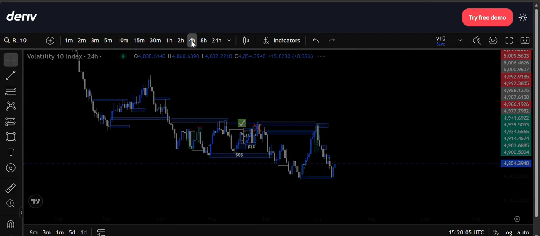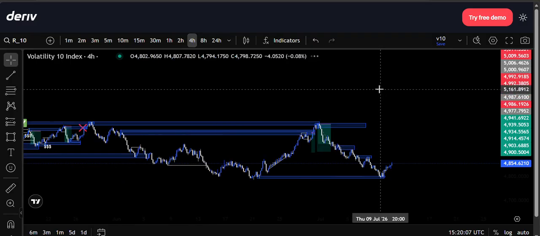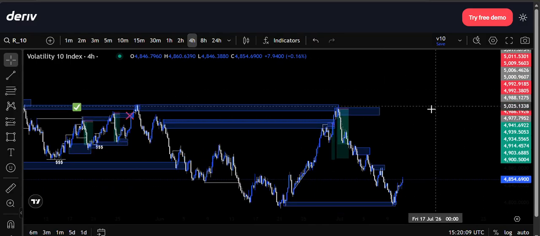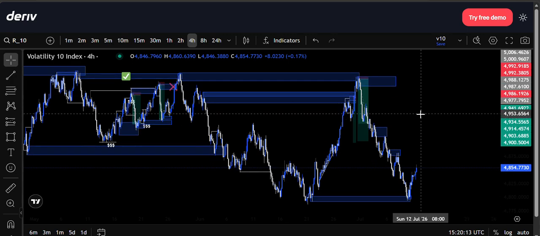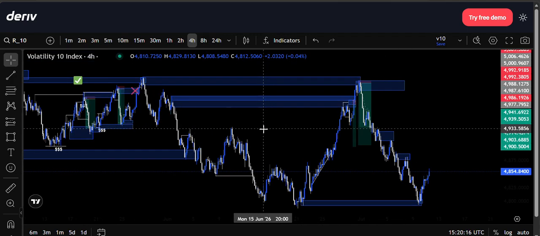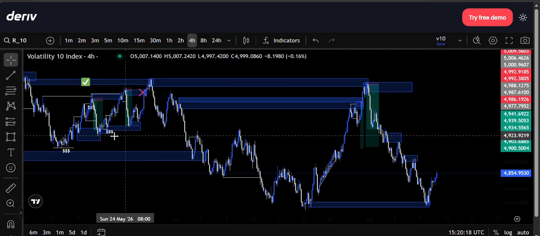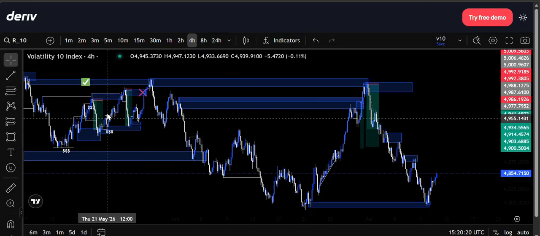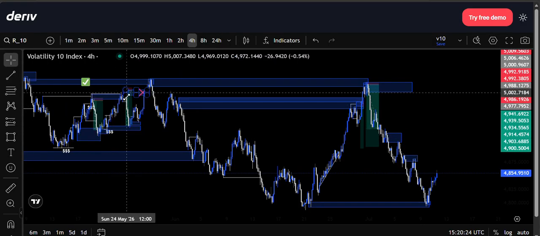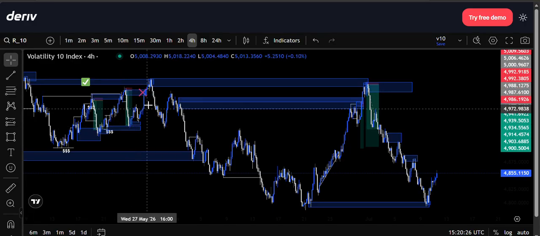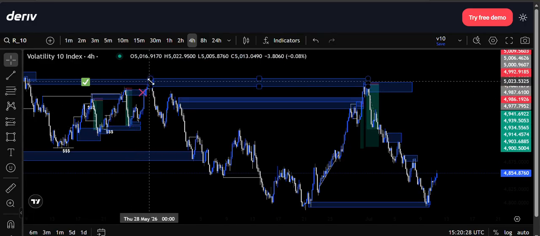So now coming down to our 4 hours time frame. For our 4 hours time frame, I've been following this market closely. If you look here, these were some trades we took. I sold here, and here I sold as well, and then I bought here, and then there was no entry here.